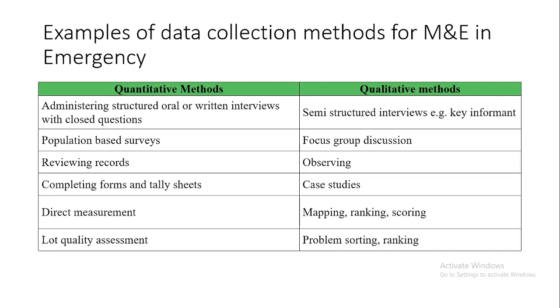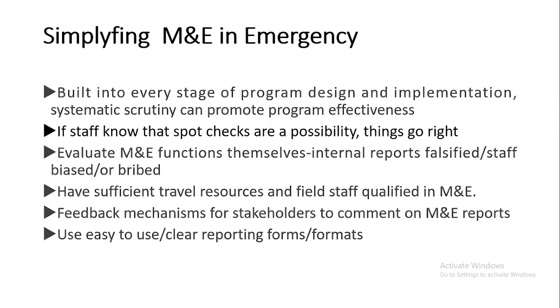So what are examples of data collection methods you can use in monitoring and evaluating emergencies? We have quantitative methods and qualitative methods. For quantitative methods, you can use structured oral or written interviews with close-ended questions. You can use population-based surveys. You can review your records, completing forms and tally sheets, direct measurement, and lot quality assessment. And under qualitative, you can use semi-structured interviews, key informant interviews, focus group discussions, observation methods, case studies, mapping, ranking and scoring, and problem sorting and ranking. Those are some of the methods.